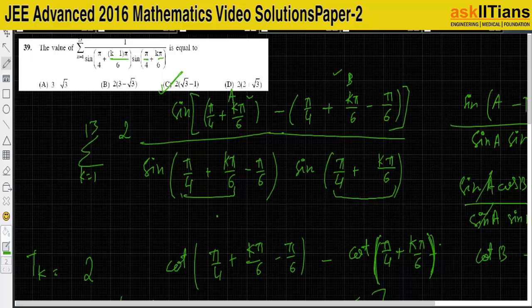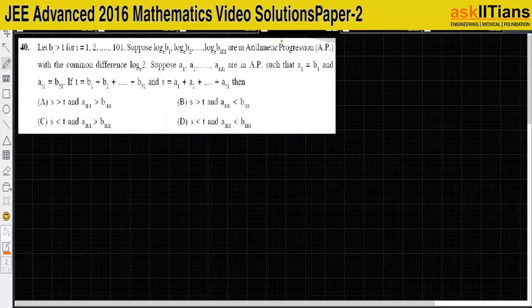So again, this was an easy question. You just had to figure out that the difference of the angles written in the denominators is pi by 6, and so we can create a difference of two terms. Whenever there are questions like this, all you have to do is create a difference of two terms somehow, and then all the terms will get cancelled, and so you will get the value of the summation. Let's move on to the next question.